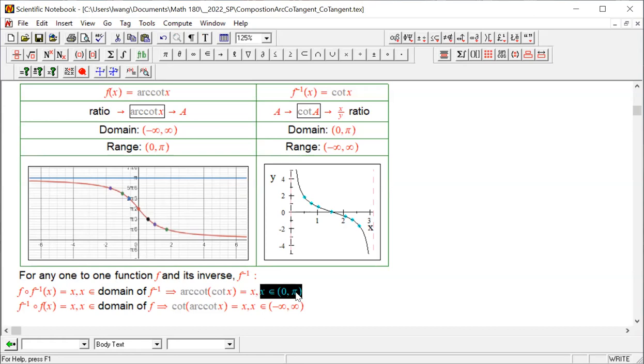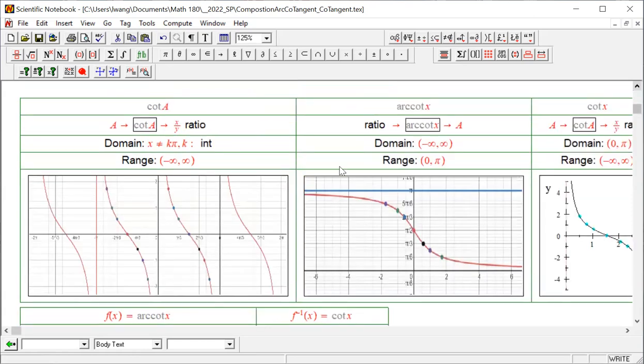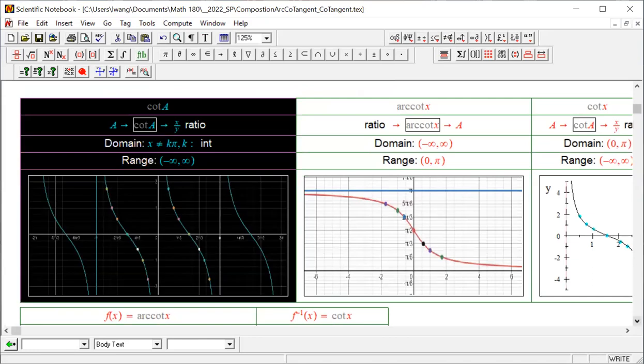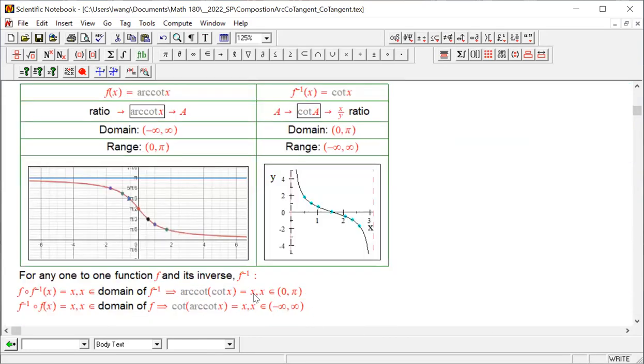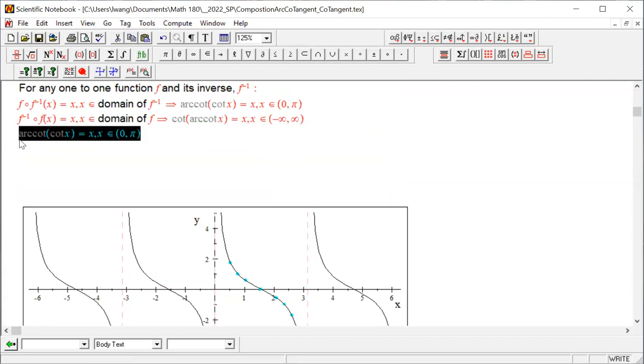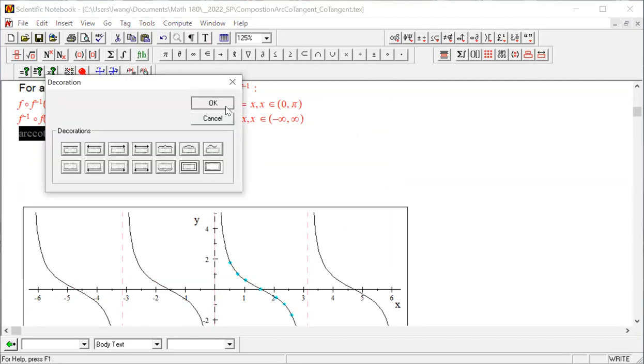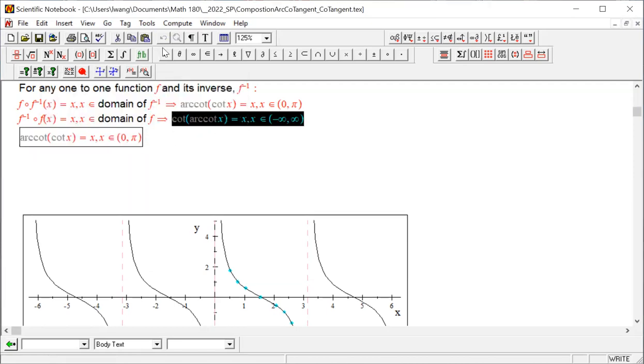However, this condition must be attached, because any cotangent we refer to, we always refer to this cotangent. And when we apply this specific property, it refers to this other cotangent, which has a smaller domain. So we have to specify. Therefore we have two identities similar to the situation for sine, arc sine, cosine, arc cosine. So let's see how we use it.